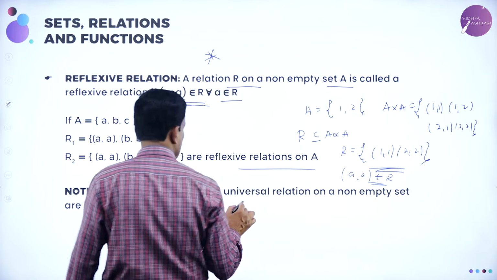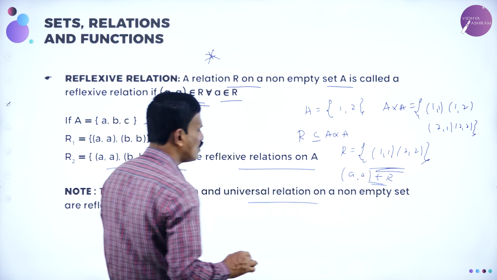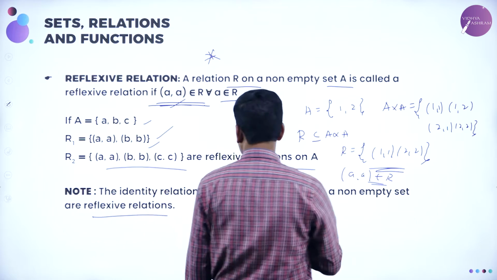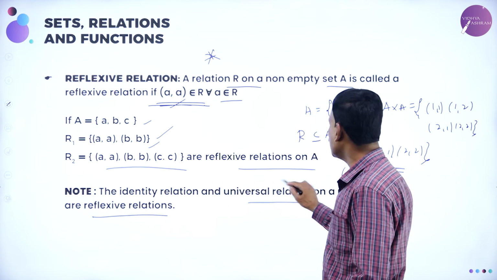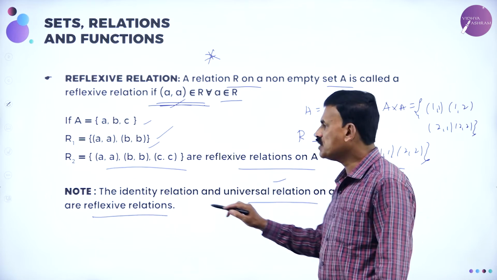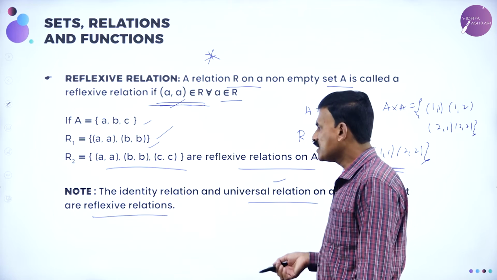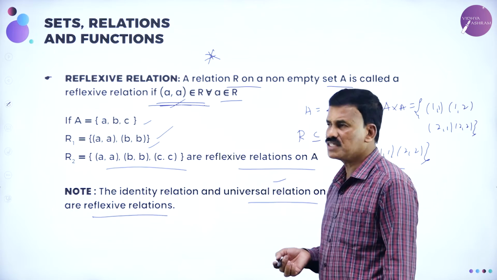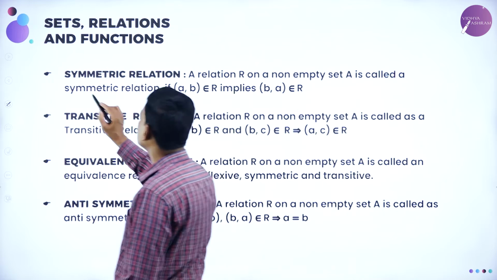The identity relation and the universal relation on a non-empty set are called reflexive relations. That is, an identity relation and a universal relation on a non-empty set are examples of reflexive relations. Now the second one is the symmetric relation.